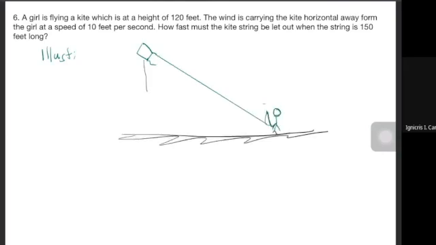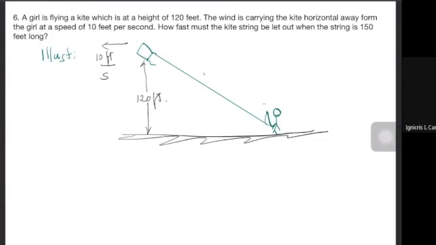Illustrating this problem, you draw a kite. Say this is the kite, and there's a girl flying this kite at a height of 120 feet. The wind is carrying the kite horizontally away from the girl. So there's a wind blowing away from the girl that carries the kite 10 feet per second. How fast must the kite string be let out?